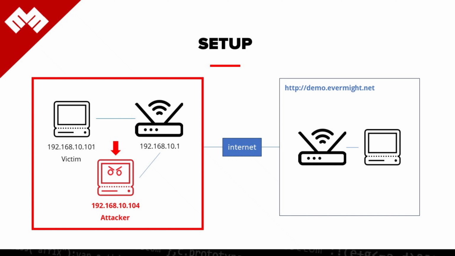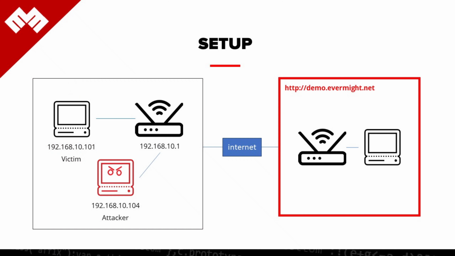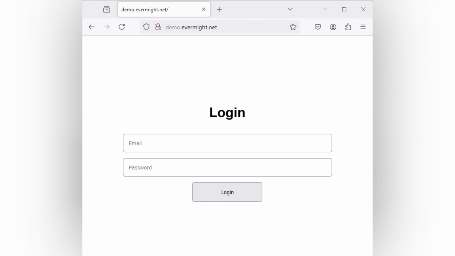When this laptop connected to the Wi-Fi network, the router automatically assigned the laptop the IP address of 192.168.10.104. I also have a Windows 11 computer that will act as the victim's computer. When this computer connected to the Wi-Fi network, the router automatically assigned this computer an IP address of 192.168.10.101. I also have a website on a virtual server somewhere on the internet. The website has the URL http://demo.evermite.net. The web page just shows a login screen. If you press the submit button, the page just reloads and nothing else happens.